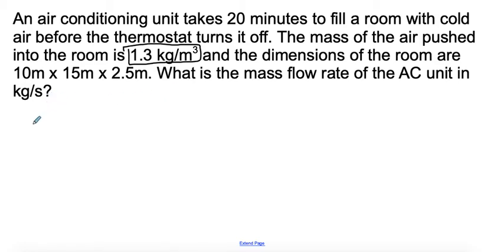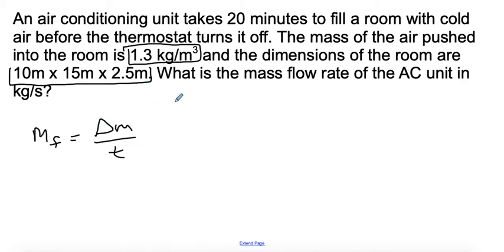All right, so this one's a little bit more complicated. We're given dimensions of the room, we're given the mass of the air pushed into there, and then we're given a time. So we want mass flow rate. That is going to be, so mass flow is change in mass over time. We're going to have to figure out the mass of all the air going into the room. So in order for us to do that, we're going to have to figure out the volume, right? So we're kind of connecting the two equations together a little bit.